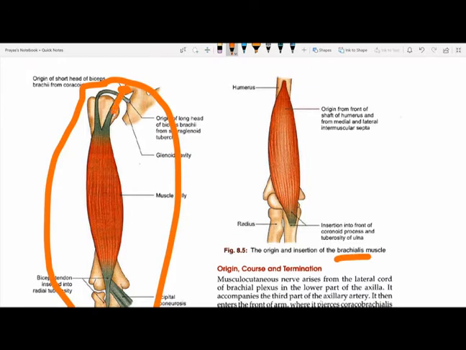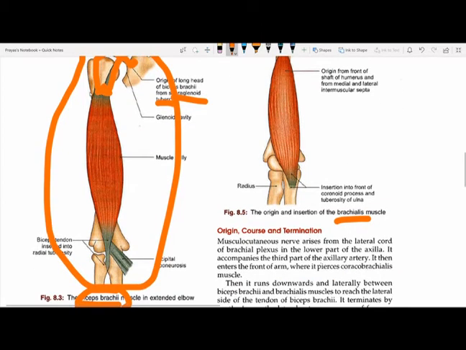This is the short head, and this one is a little bit longer, and this is called the long head, and it originates from the supraglenoid tubercle of the shoulder blade. So the heads of the biceps originate from your shoulder blade, and these two heads combine together here, and basically this is your bicep muscle.